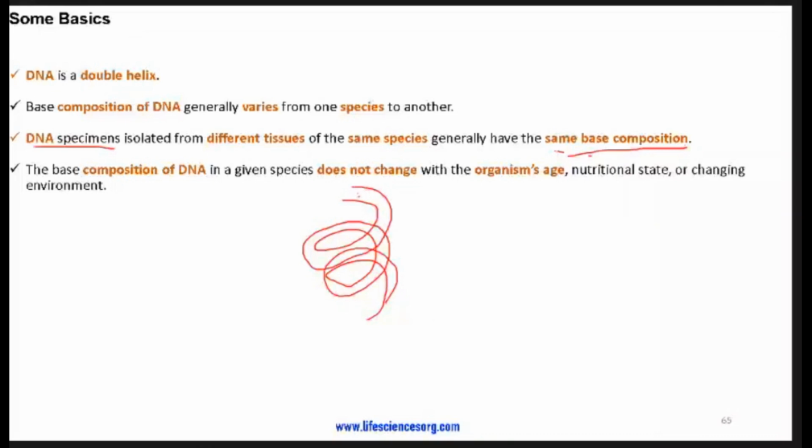The B cells, the plasma cells, do have a different composition of their DNA depending upon the antibody they are generating. So only the plasma cells have different DNA. Otherwise, all cells in one animal must have the same base composition. And the base composition of the DNA does not change during the organism's age.